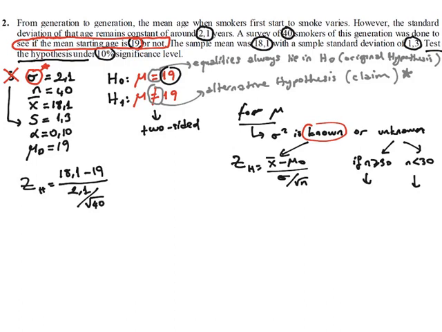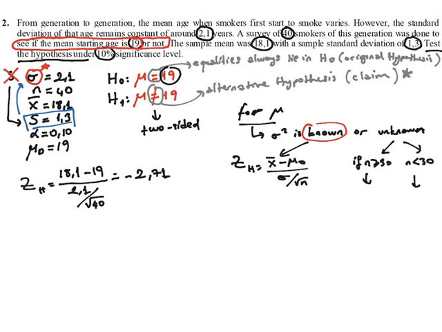So we don't use this, because we don't need it, because we already have the population parameter. So let's solve it. When we solve this question, it is minus 2.71.